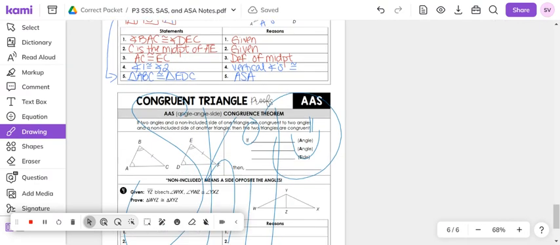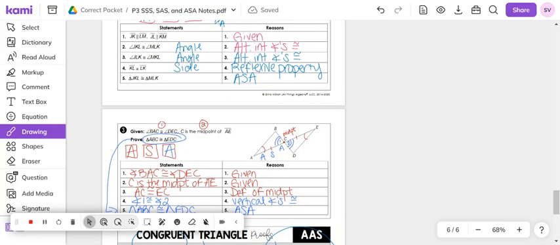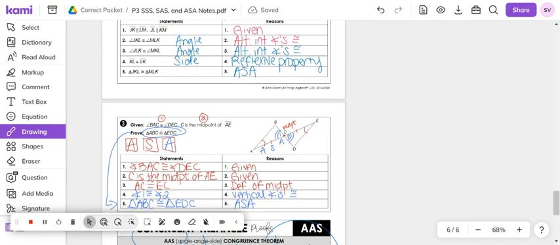Again, we're not doing the angle side yet. We're going to do that later on in the unit. We're going to just focus on the 3 that we did so far so you guys get nice and comfortable with that.